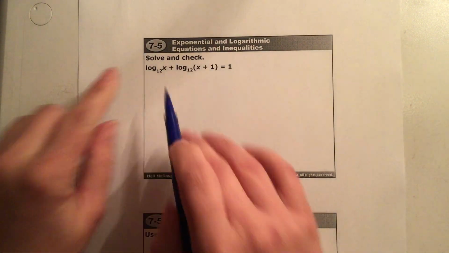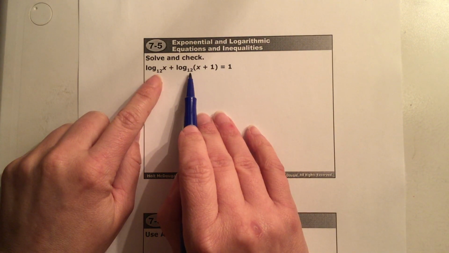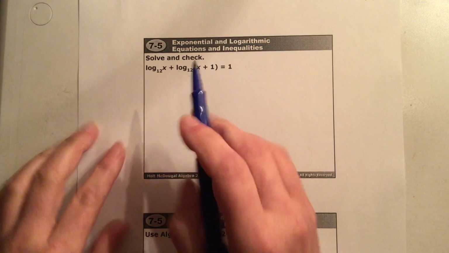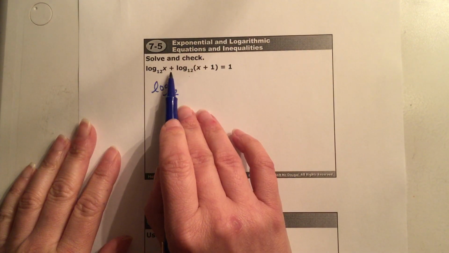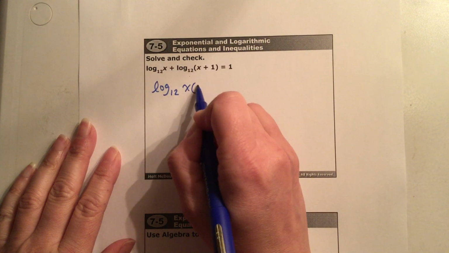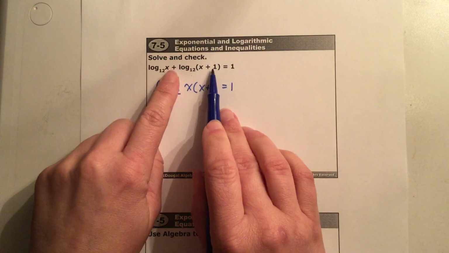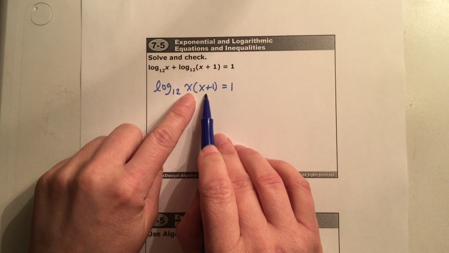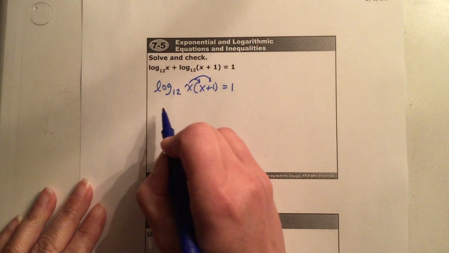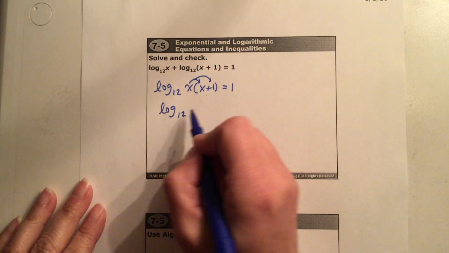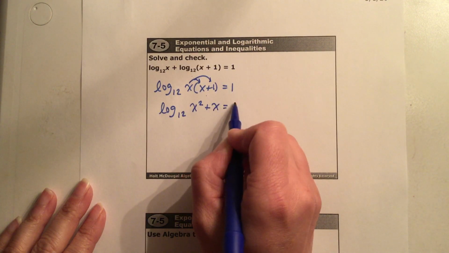Okay, this side of the equation has 2 logs, but they both have a common base, so I can combine them. So log base 12, adding goes with multiplying. So I'm taking x times x plus 1. So I'm multiplying the 2 values that were with the log. I'm multiplying one term by 2 terms, so I have to make sure I distribute. So log base 12 is x squared plus x equals 1.